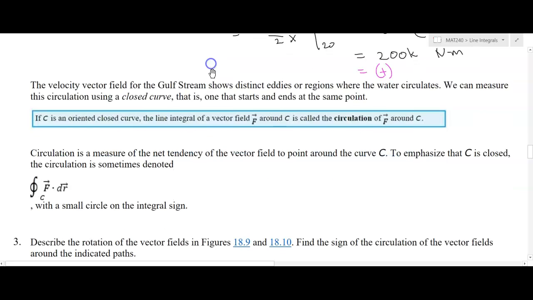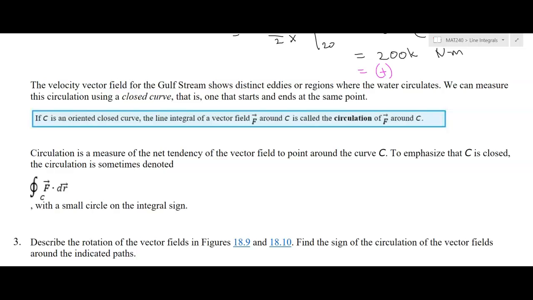Now, the velocity vector field for the Gulf Stream shows distinct eddies, or regions where the water circulates. So we saw that Gulf Stream example. We can measure this circulation using a closed curve, that is, one that starts and ends at the same point. This is nothing different than what we explored, but if C is an oriented closed curve, the line integral of a vector field f around C is called the circulation of f around C.